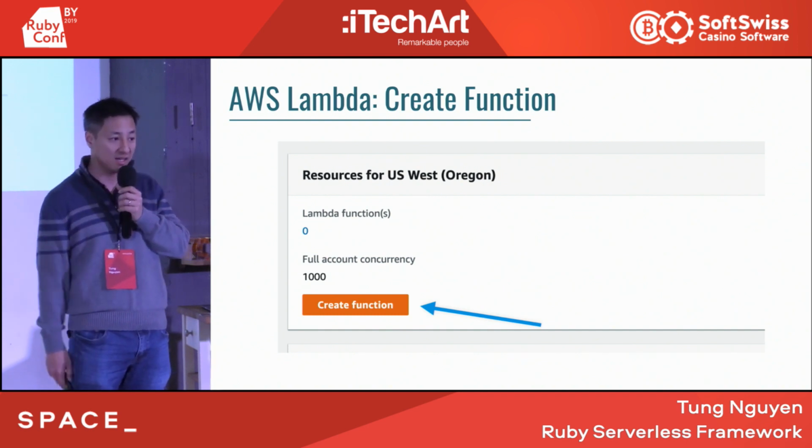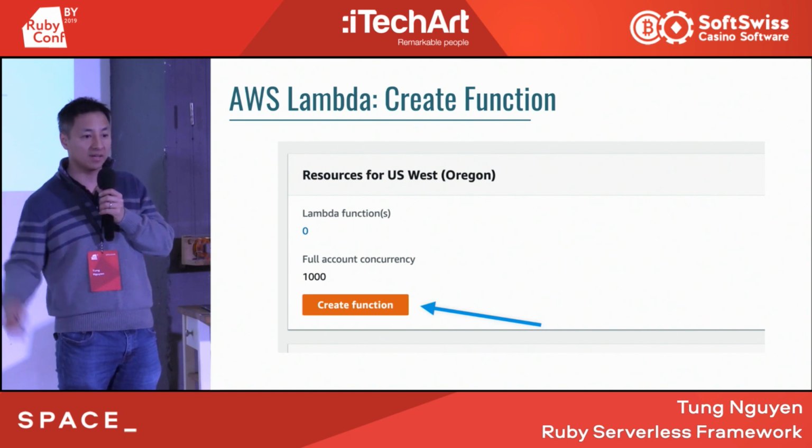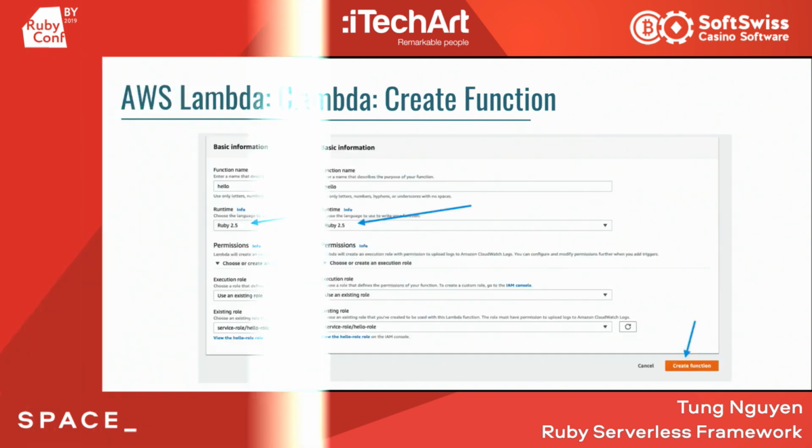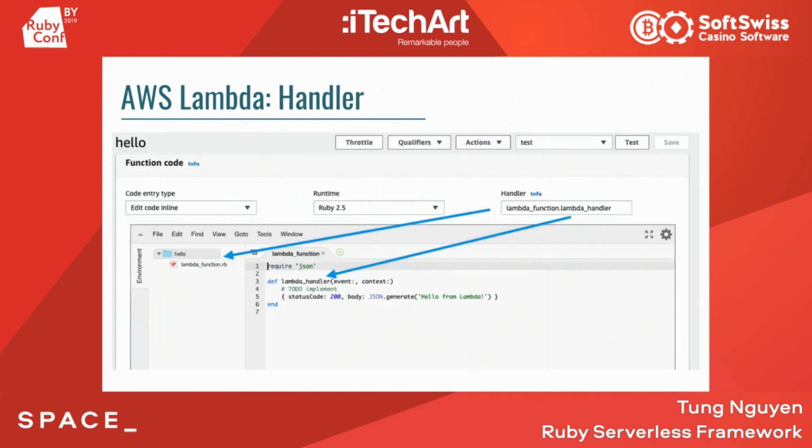It takes like 5 minutes to create a Lambda function, kind of remove that kind of gap. Okay, so create a function. You can specify Ruby there. You can specify the function name. You hit create. Then this is actually the IDE that you're presented with after you create a function.